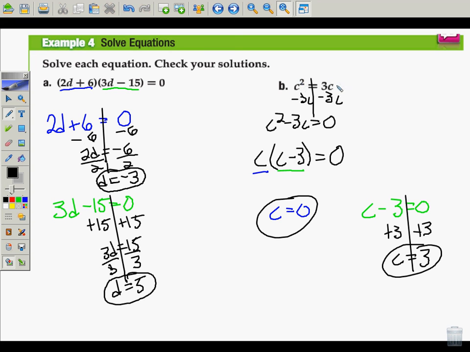Big idea, once you get it factored, and I'm going to circle each one where it's factored. This one's factored right there. This one's factored right there. Once you have them factored, you just set each piece equal to 0 and solve from there to find your answers, which we also call solutions or roots.